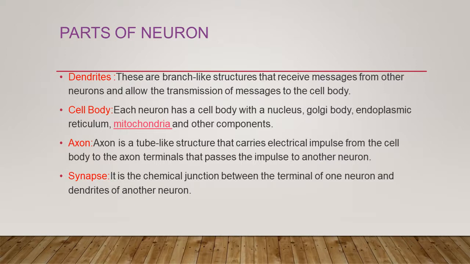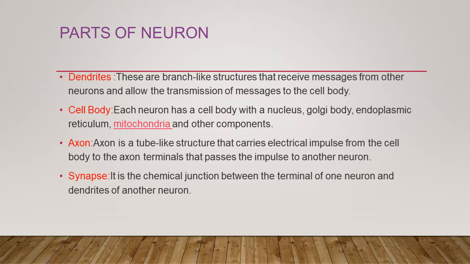What are the parts of a neuron? We have just looked at the structure of a neuron. Now comes the parts of a neuron, that is dendrite, cell body, and axon. First, we will discuss about it, then we will discuss about the synapse.